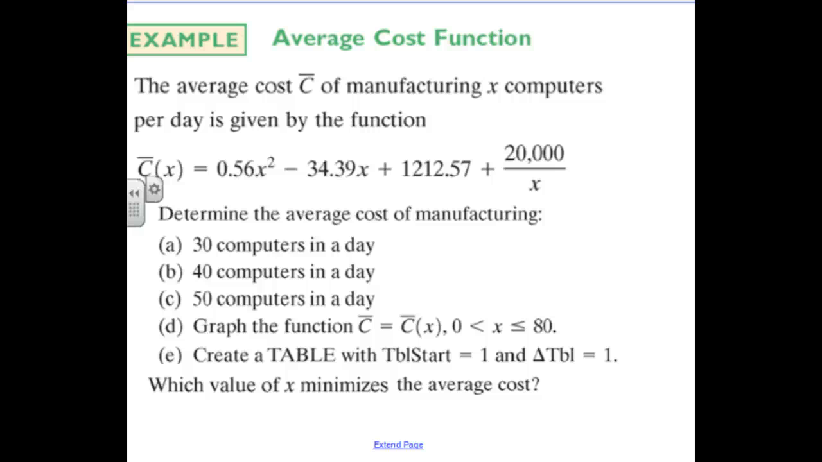This problem is talking about the average cost, and it's saying you could plug in, you could let x be 30, you could let x be 40, let x be 50, and try to solve for the cost. I would recommend you doing this on your graphing calculator. It gets a little bit tricky to set your window, but there's a hint of what to set your window range, and I'll walk you through that together.